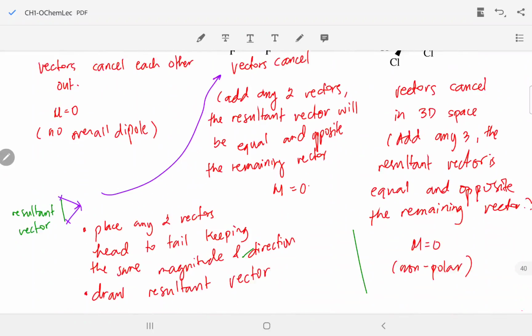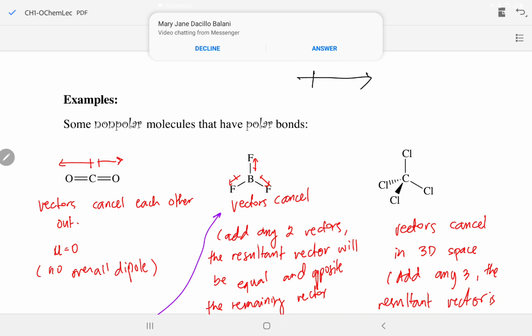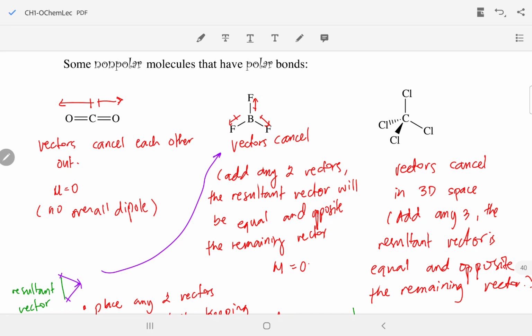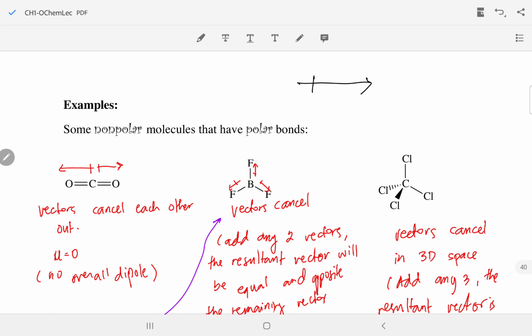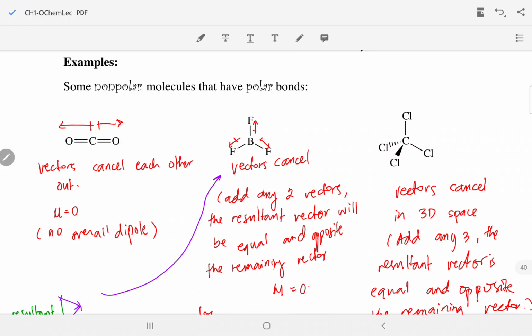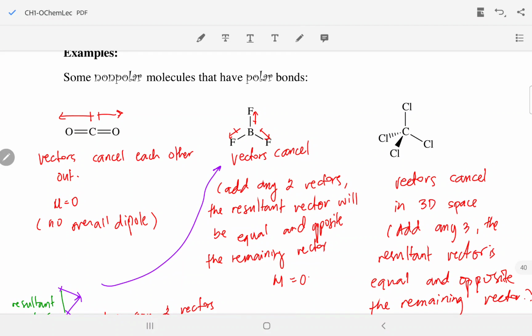Okay, so we now go to polarity of molecules. As I mentioned before, we often draw this vector when we describe polarity. So in chemistry we often denote polarity by this vector, right? So I will give some examples on how to determine if a molecule is polar or not.